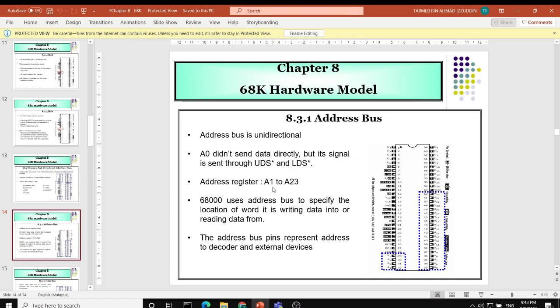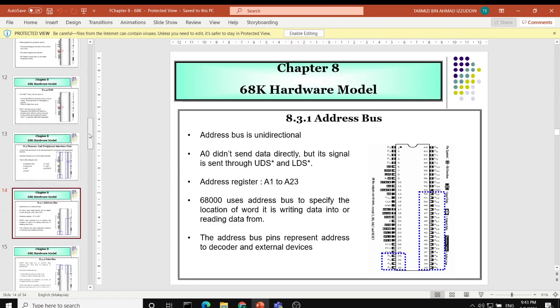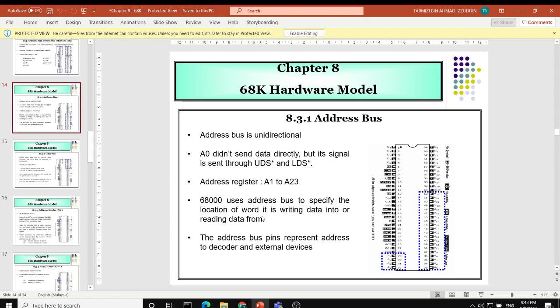So that's why it's sent to UDS or LDS. The address lines start at A1 to A23. I believe this has been covered by Dr. Zamani, so you should have some familiarity when I mention the address bus, the data bus, and so on. The 68K uses the address bus to specify the location of the word it is writing data into or reading data from. The address bus pins represent the address to decode an external device. So this is what the address bus is all about.